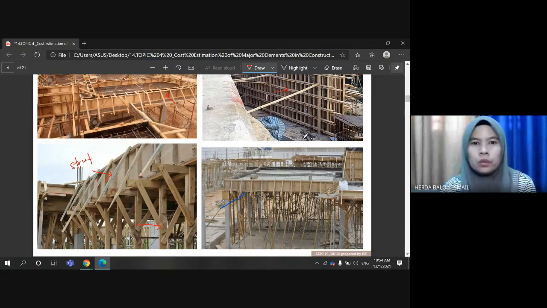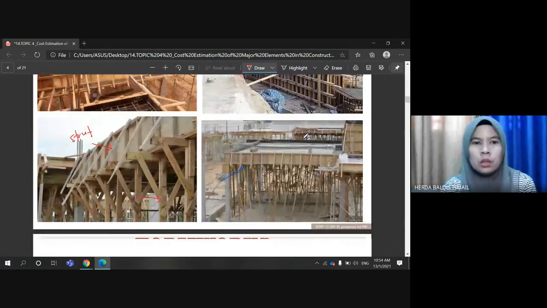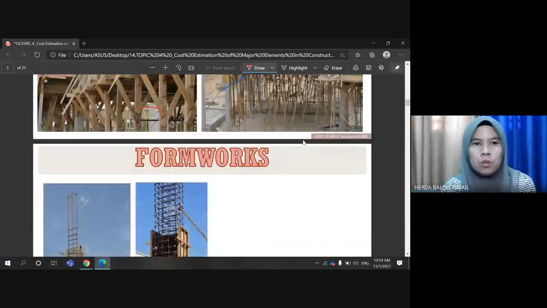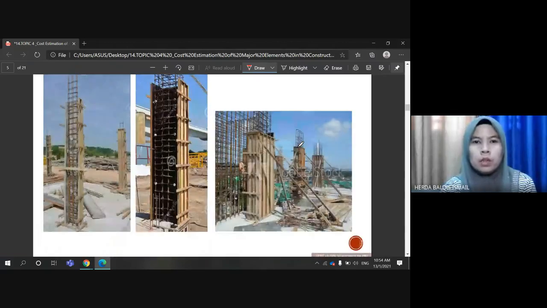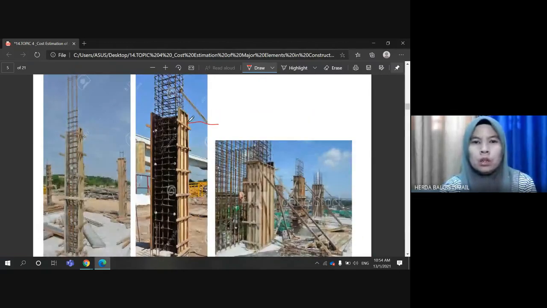You can see here, this is also the formwork for the column. As I mentioned previously, it acts as temporary works. You need to erect this formwork before you pour the concrete inside this mold.